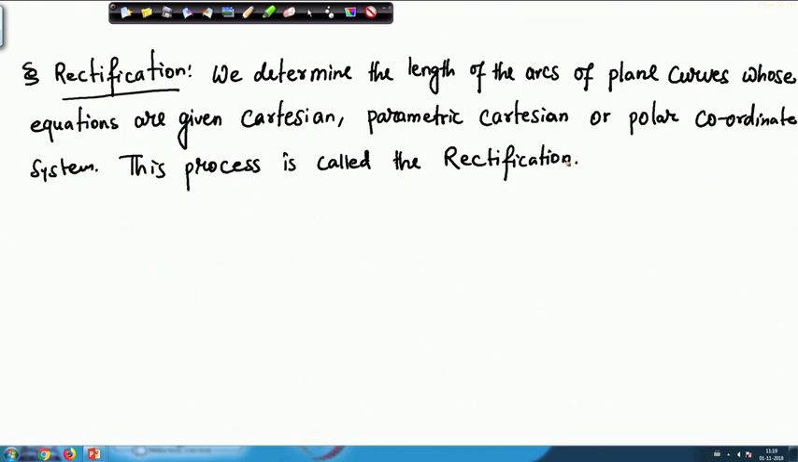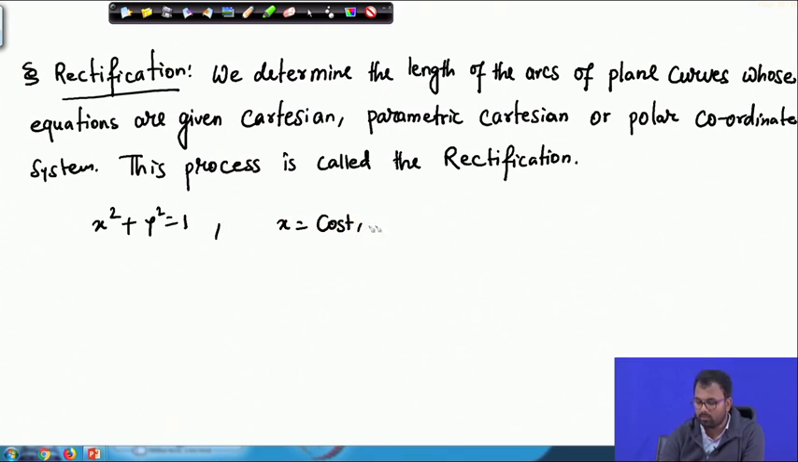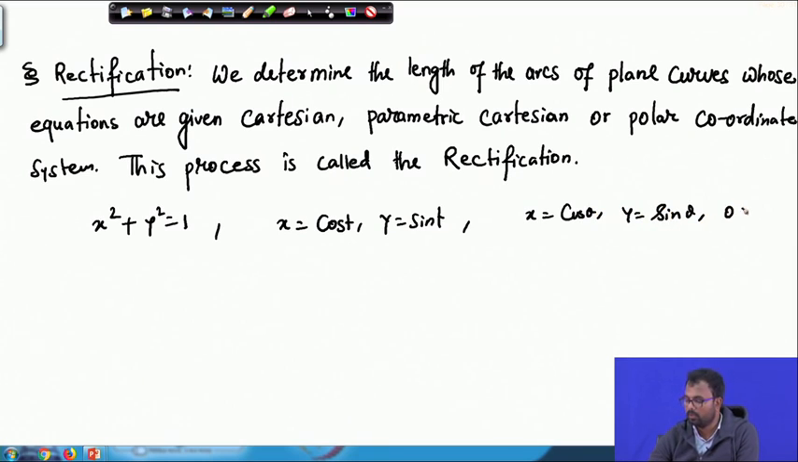So the process of determining the length of the arcs of a plane curve whose equation is given, either it can be a Cartesian equation, something like x squared plus y squared equals 1, which is basically the equation of a circle with unit radius, or parametric Cartesian, so we can write x equals cos t and y equals sin t, or polar coordinate system. So for polar we can write x equals cos theta, y equals sin theta, where 0 less than or equal to theta less than or equal to 2 pi. Any one of them can be considered, and this process is called the rectification of a curve.